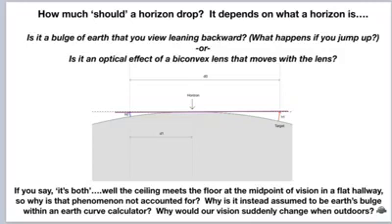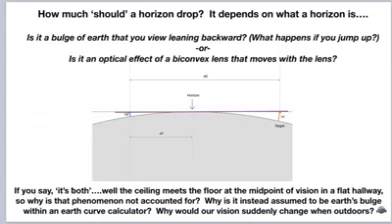Absolutely. So how much should a horizon drop, right? It depends on what a horizon is, and that's our bottom line here. Is it a bulge of Earth that you view leaning backward? And what happens if you jump up in the air, right? If the horizon is a physical thing, not an optical thing, then it should just stay where it is as you move your position relative to it. You don't have to adjust. I can't stress this enough. When I go up in a balloon, I don't drop my head down to see the horizon, right? Anyway, it's crazy to me.